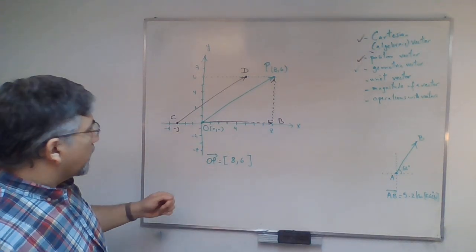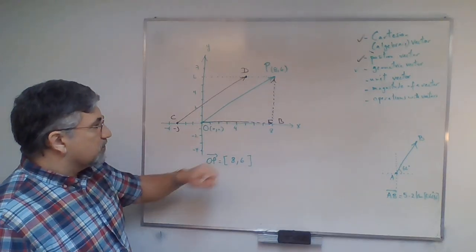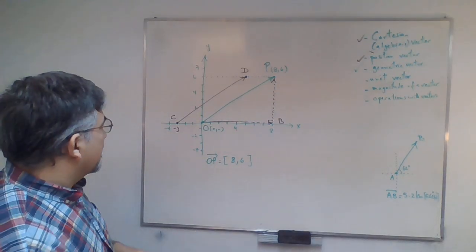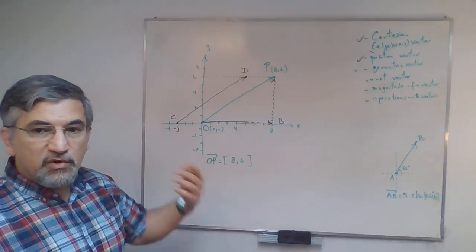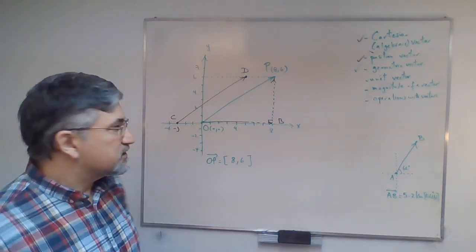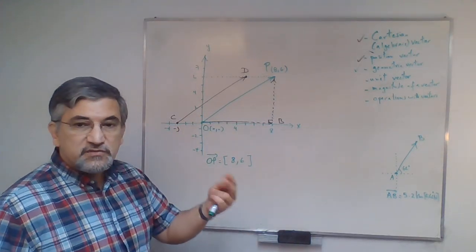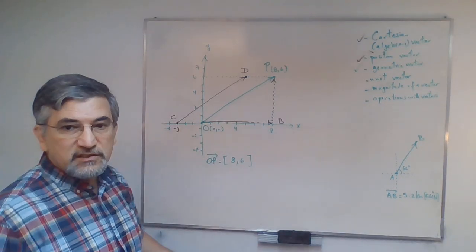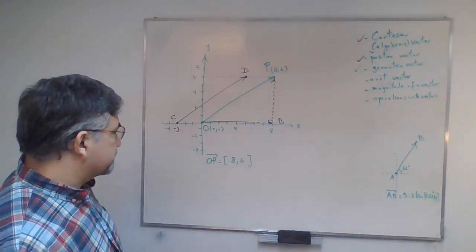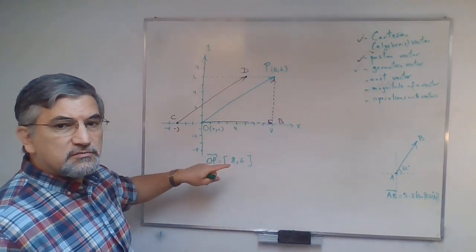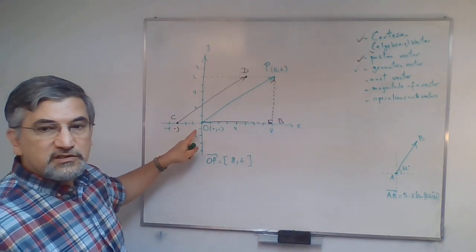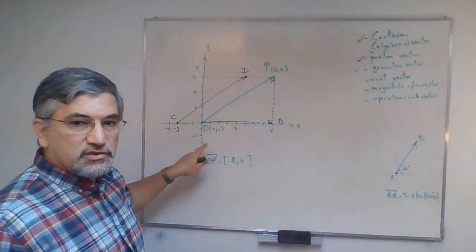Okay, so vector OP, we talked about it. And we said that vector OP and vector CD are equivalent vectors. They are equal vectors. They have the same direction, they have the same magnitude, the size and everything is the same. Okay, but vector OP is called position vector only because its tail is located at the origin specifically.